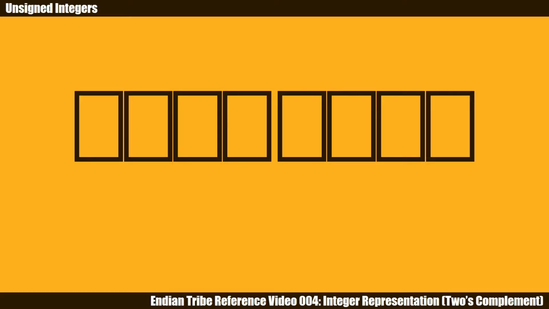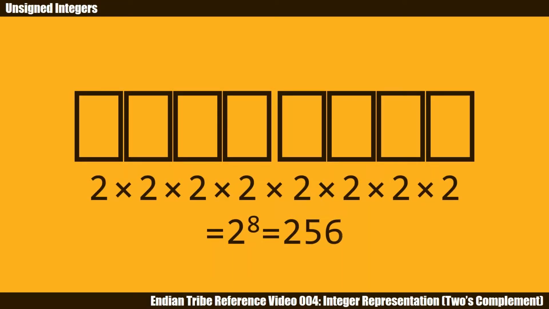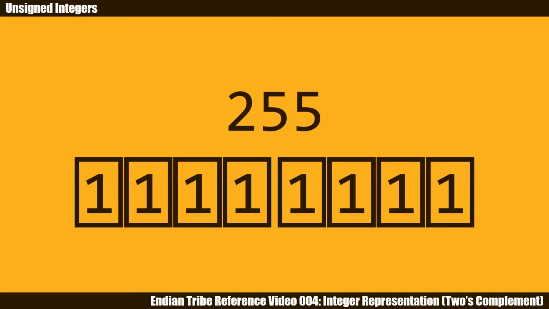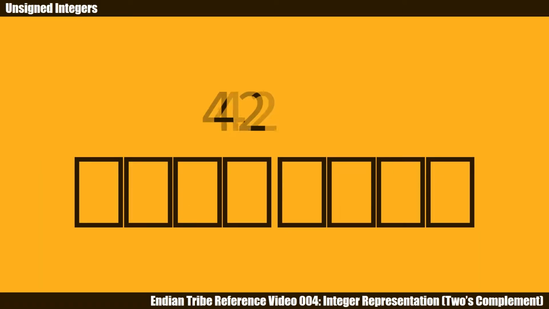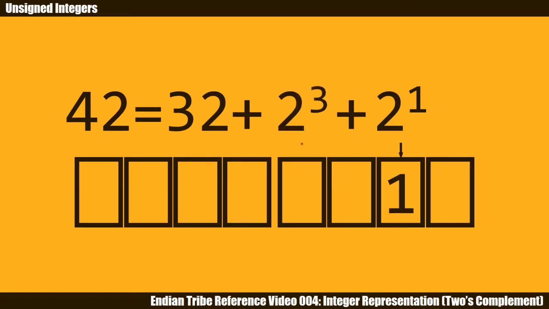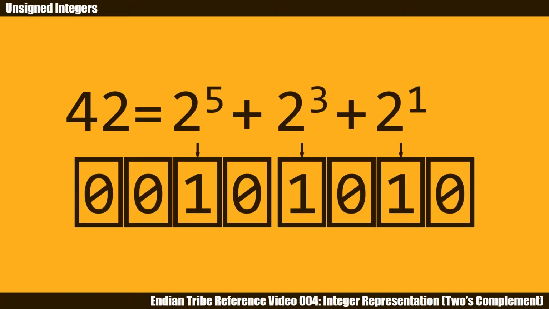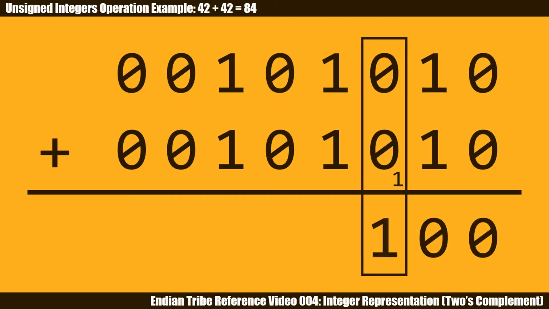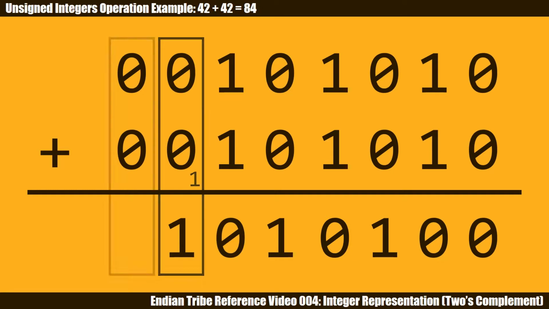1 byte contains 8 bits, and therefore we can store at most 256 numbers from 0 to 255. Say we want to store 42, which breaks down to 32 plus 8 plus 2. This is your binary representation for positive 42. Additions with positive integers are quite simple as well. We basically follow the same principles as we have learned in elementary school.